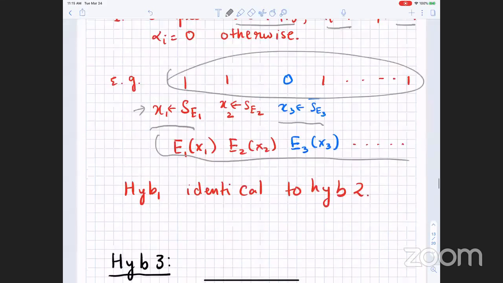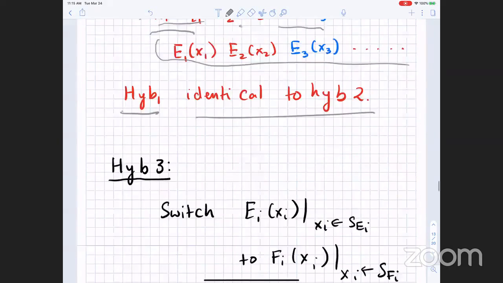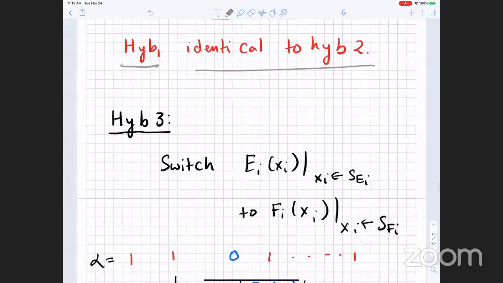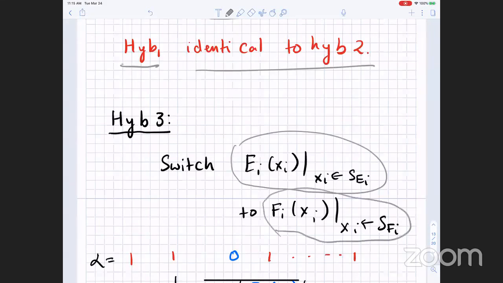So hybrid 1 is identical to hybrid 2, but now we have made a slight bit of progress because we have been able to manage from hardcore sets. So now we can use the lemma in order to make progress. In this hybrid, it's just the intuitive step. Wherever we see a EI xi, where xi is sampled from SEI, we're going to switch it to Fi of xi, where x is now chosen from the other hardcore set.